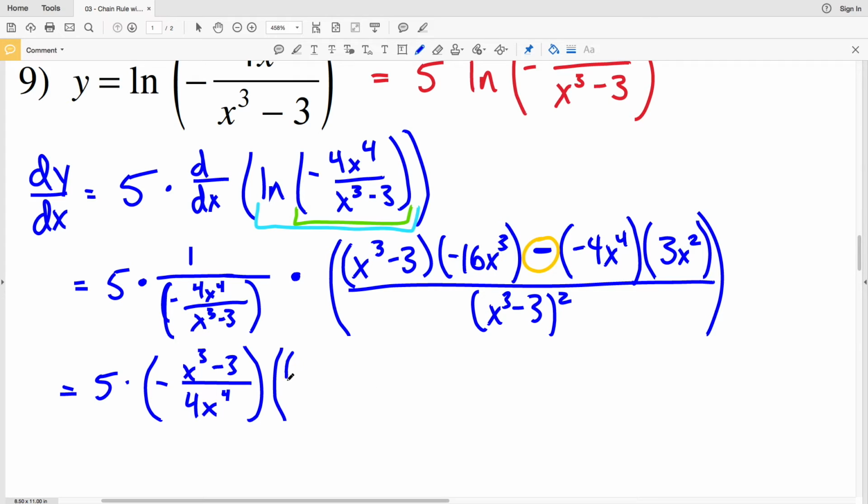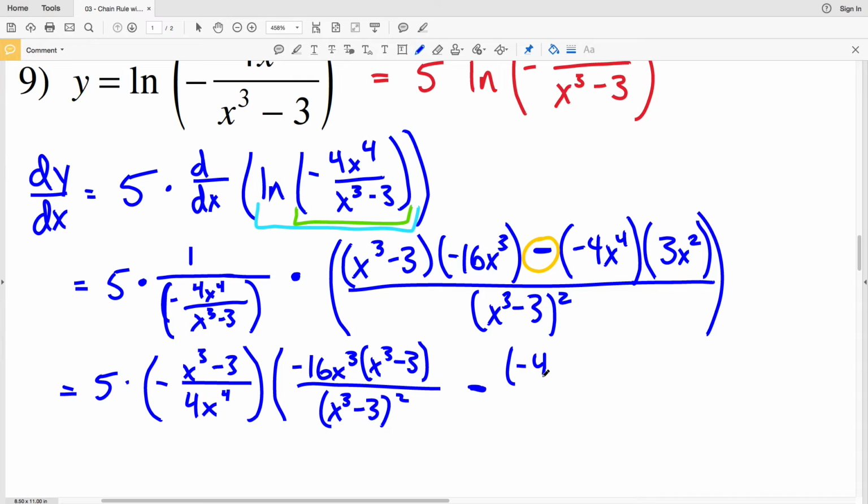So that's going to be x cubed minus 3 times negative 16x to the third, which I'll write as negative 16x to the third times x cubed minus 3, and that's all over x cubed minus 3 squared, and that's subtracted by negative 4x to the fourth times 3x squared all over x cubed minus 3 squared.